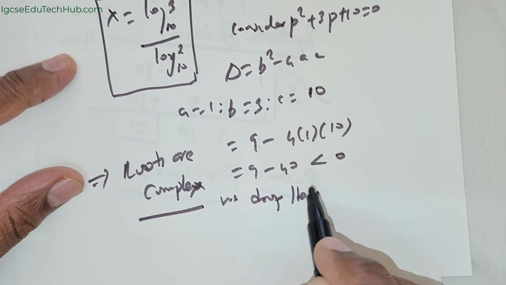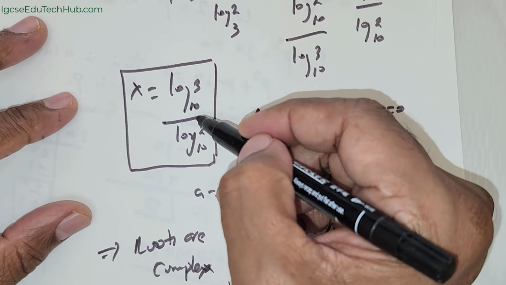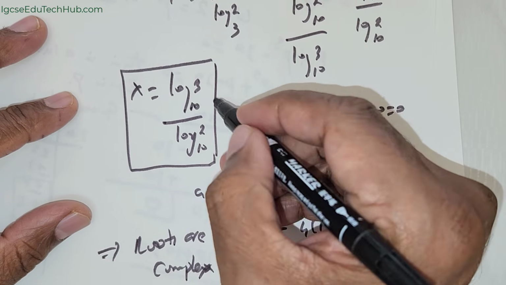So x is equal to log 3 to the base 10 over log 2 to the base 10 is our only root.